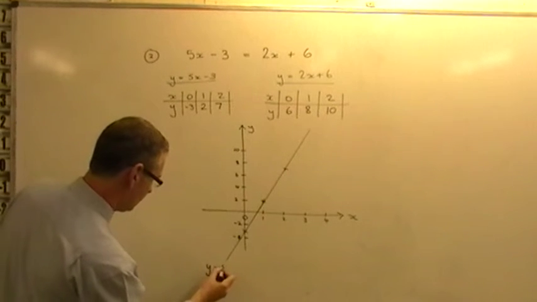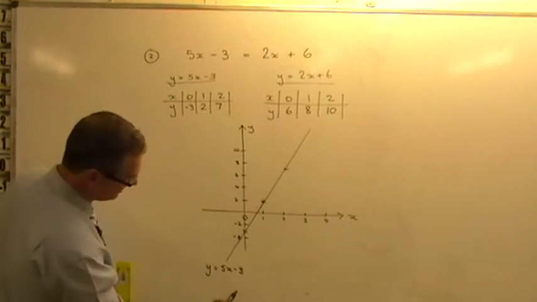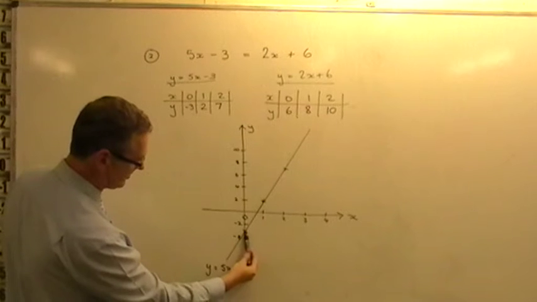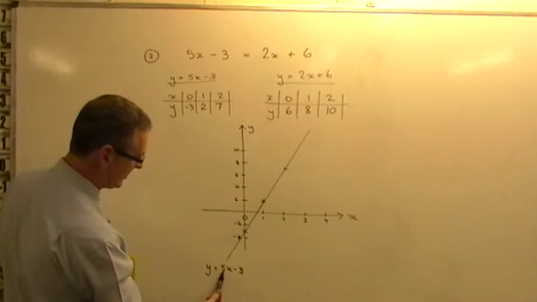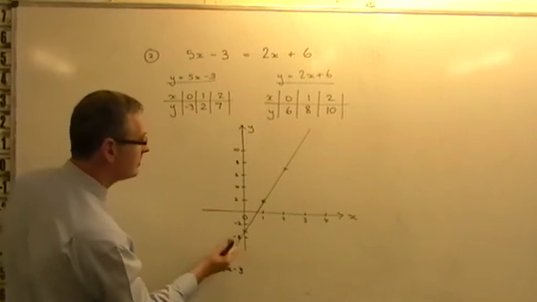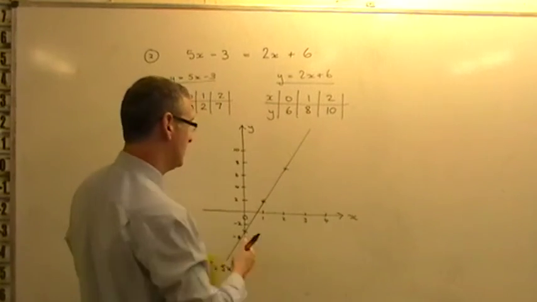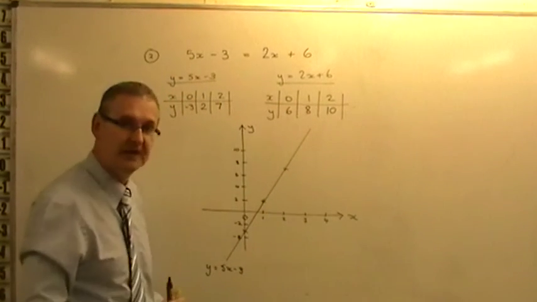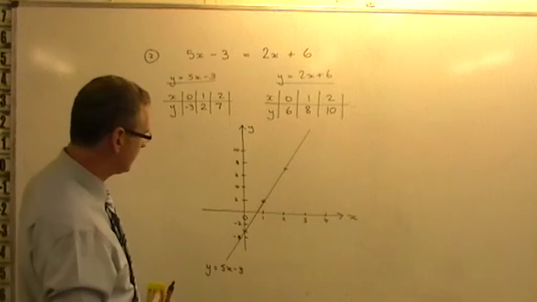Label it, y equals 5x take away 3. Notice minus 3 on the end, it crosses at minus 3. The 5 there tells you it's got a positive slope. Yes, that makes sense. And the 5 is the actual value of the slope. Okay, so there's the first one.